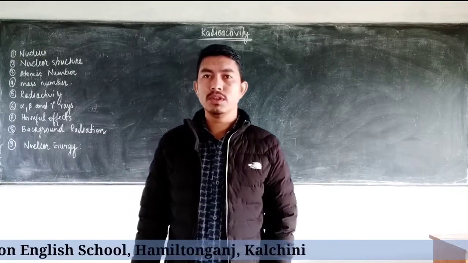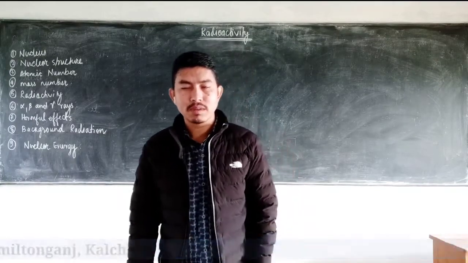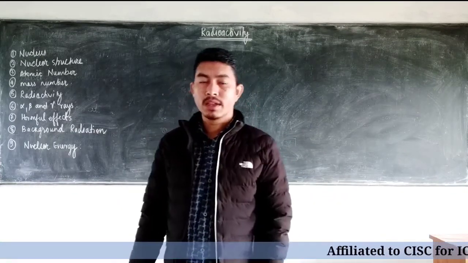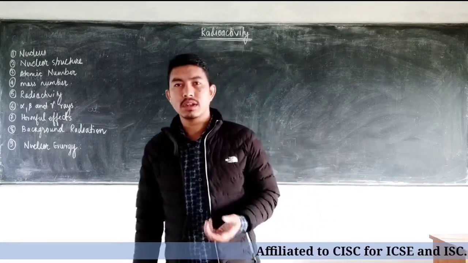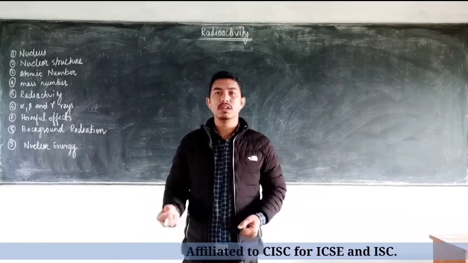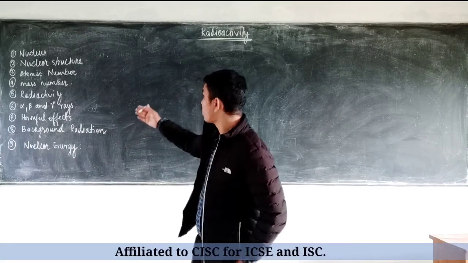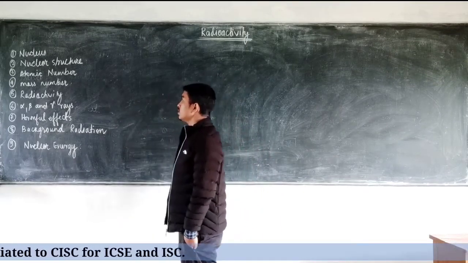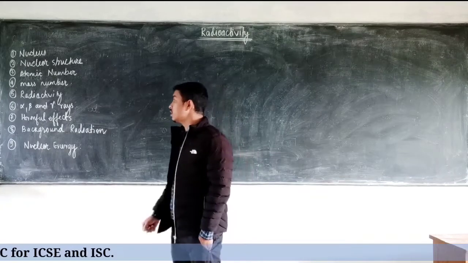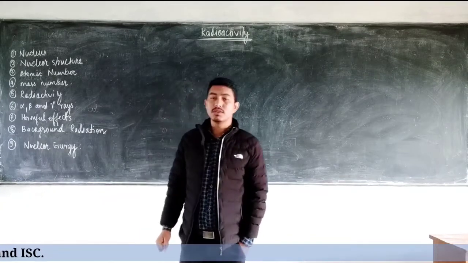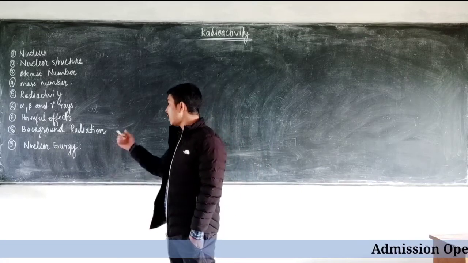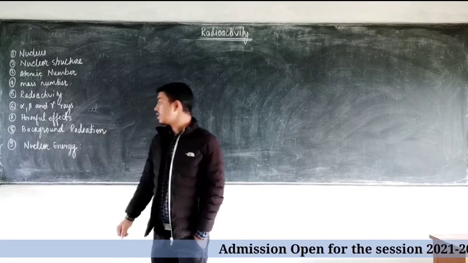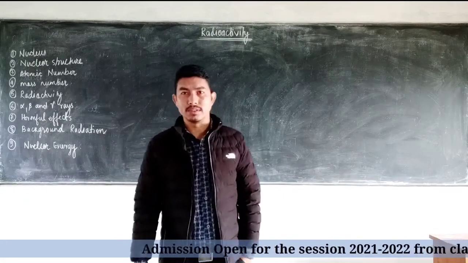So today, in this video, we'll be learning the last chapter of your physics textbook, that is radioactivity. There were many things that you had to study in this chapter, but in a reduced syllabus, you have only a few topics to be studied, like the nucleus, the structure of the nucleus, atomic number, mass number, radioactivity, the properties of alpha, beta, and gamma rays, the harmful effects as well as the precautions, the background radiation, and finally, we'll learn a little about nuclear energy.